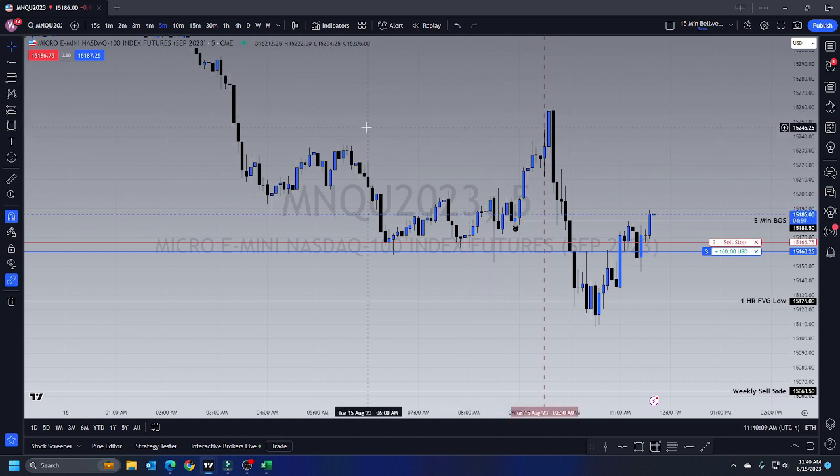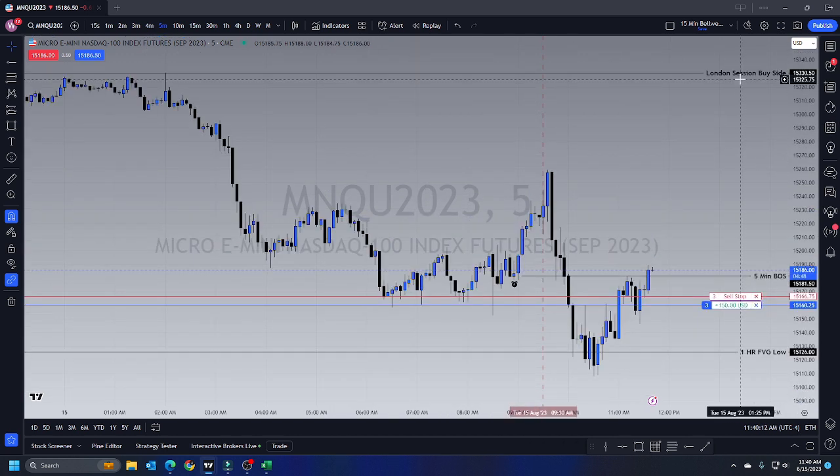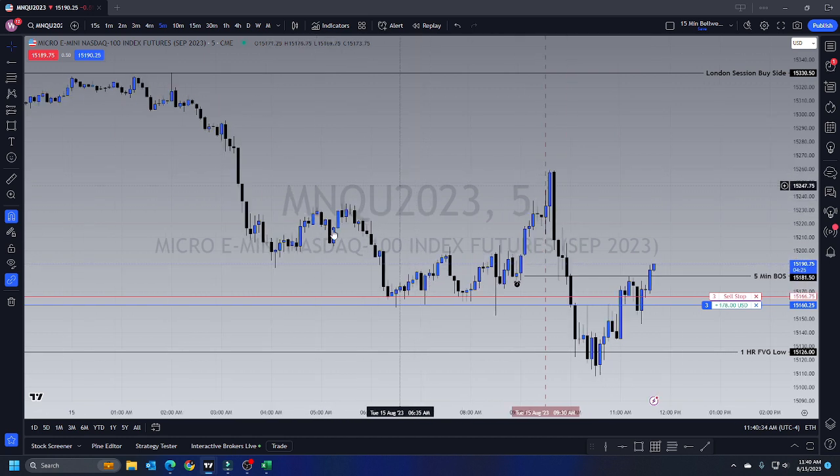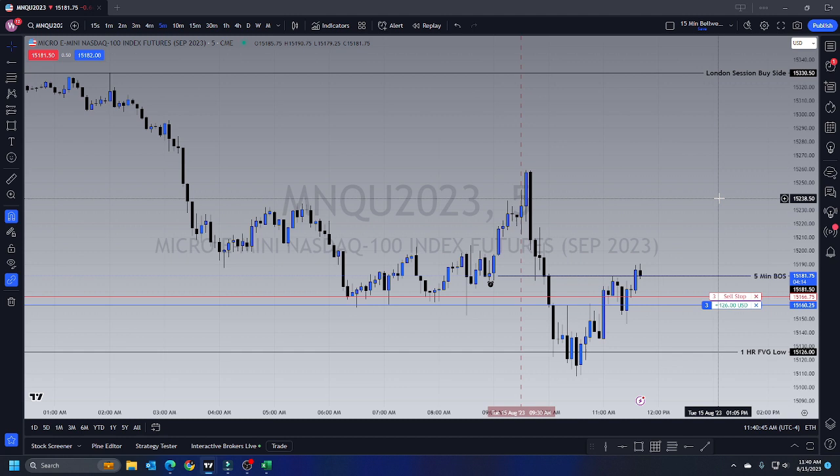We ran up our, let me get this in context. Our London session buy side is way up here. Again, London session between 2 and 5 a.m. Our London session sell side was here, and that was taken before the 9:30 open. Okay, so I take that off. What is it that I'm looking for then? So if London session sell side is already taken, I'm looking at previous day low, and or what kind of PD arrays do I have on the higher time frame.